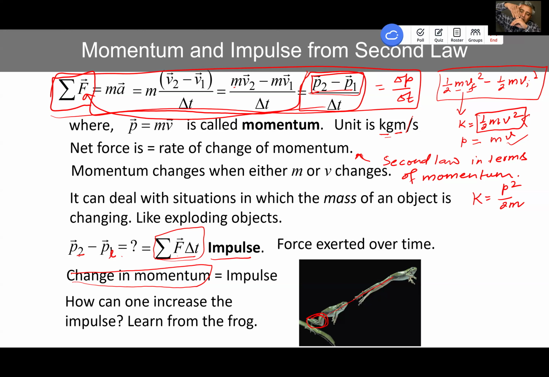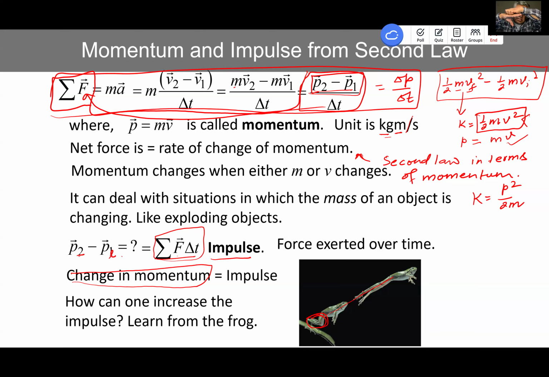While you are on the branch or some object, you can apply force on that object. So when you go from folded to straight, you are applying force for a longer time interval. Longer time interval means larger change in momentum, which means larger final speed. Just like if you try to jump off the ground with your legs straight, you're not going to jump very high.